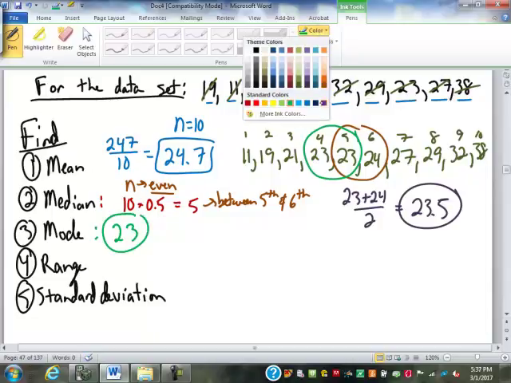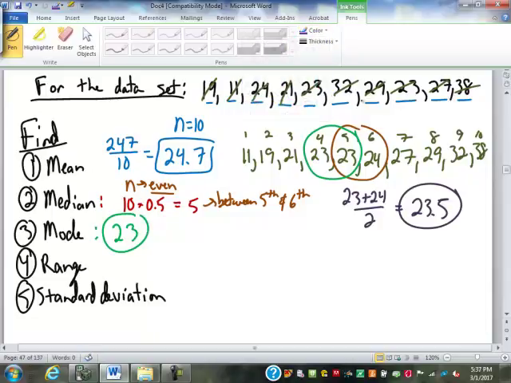Range, how do you find the range? Don't be shy. Largest minus the smallest, so 38 minus 11 is a range of 27.